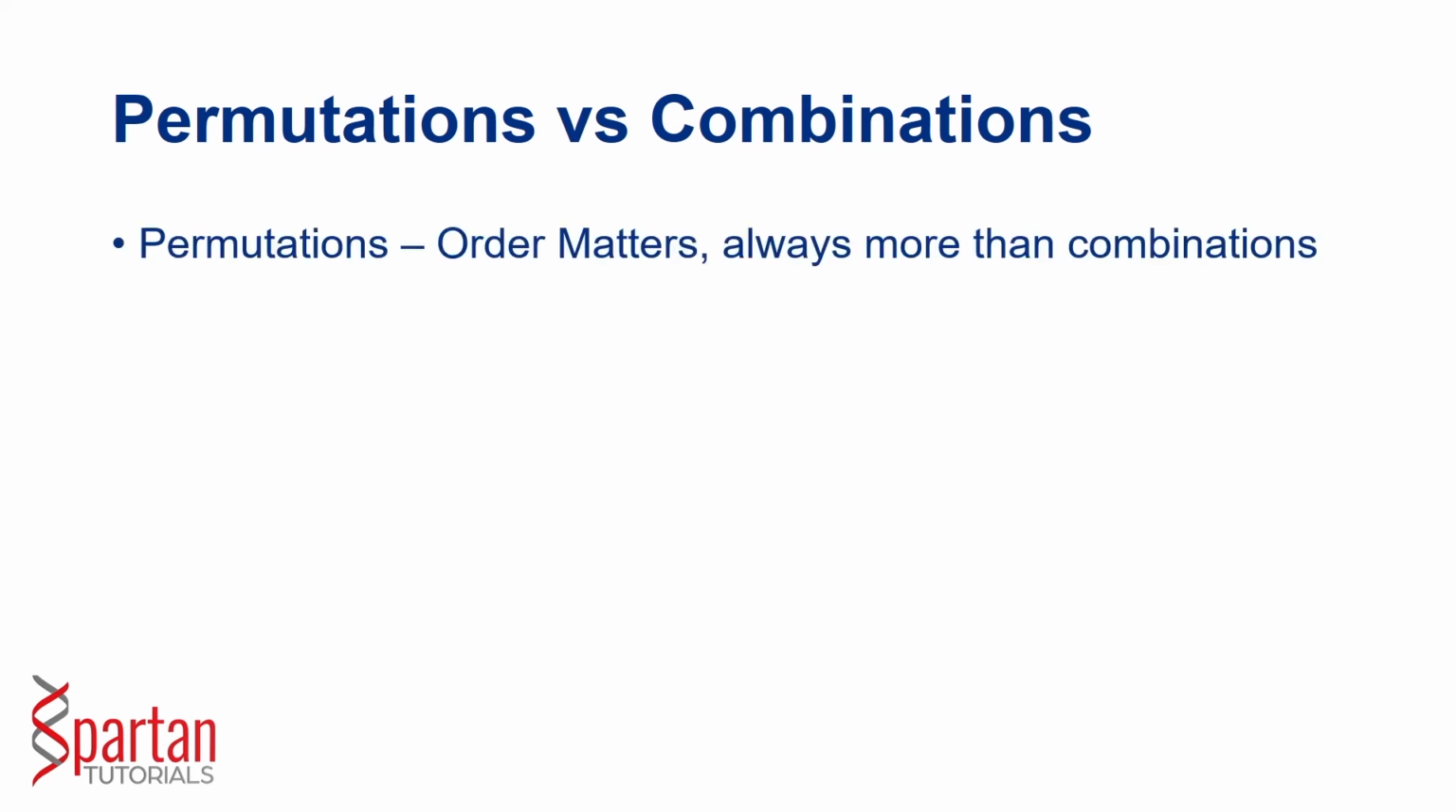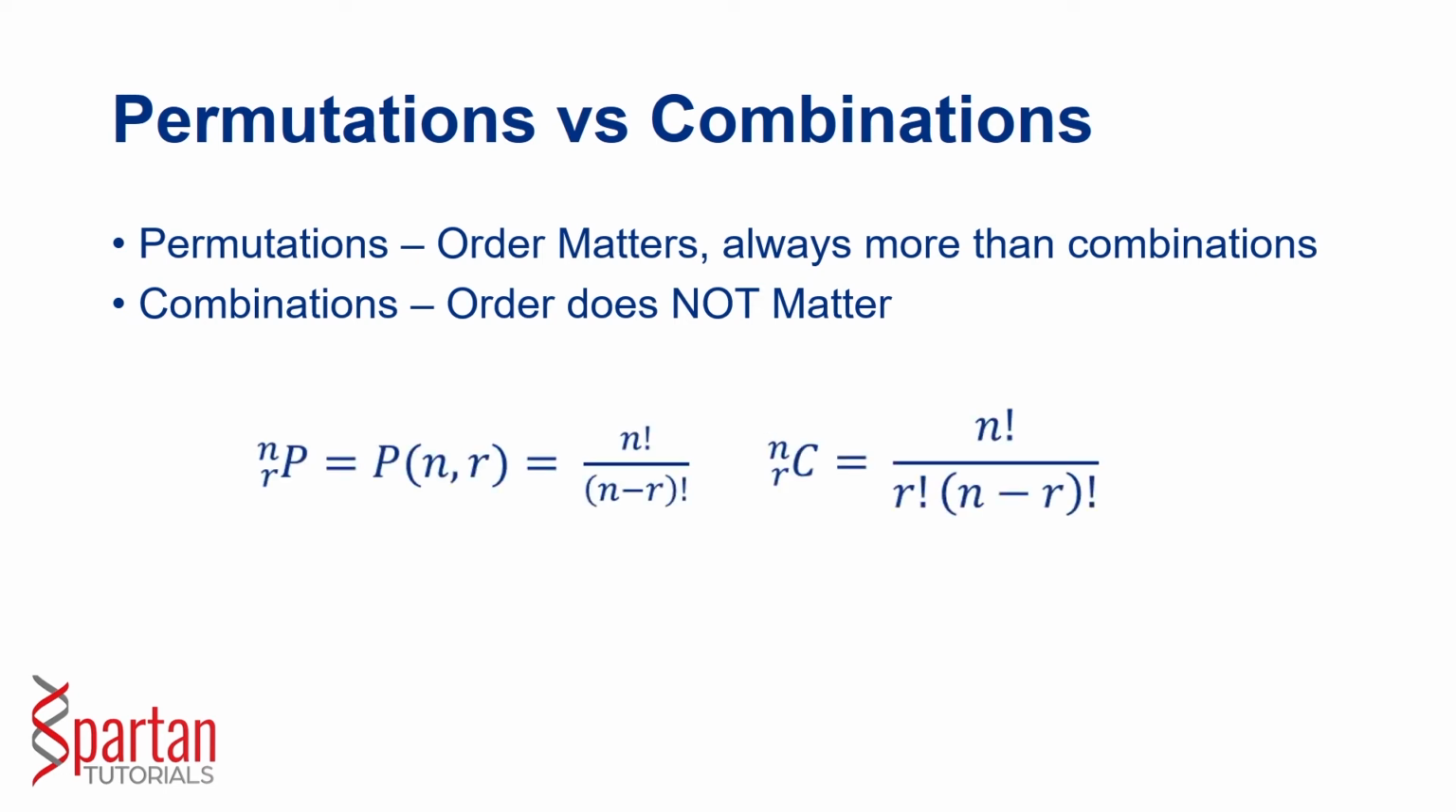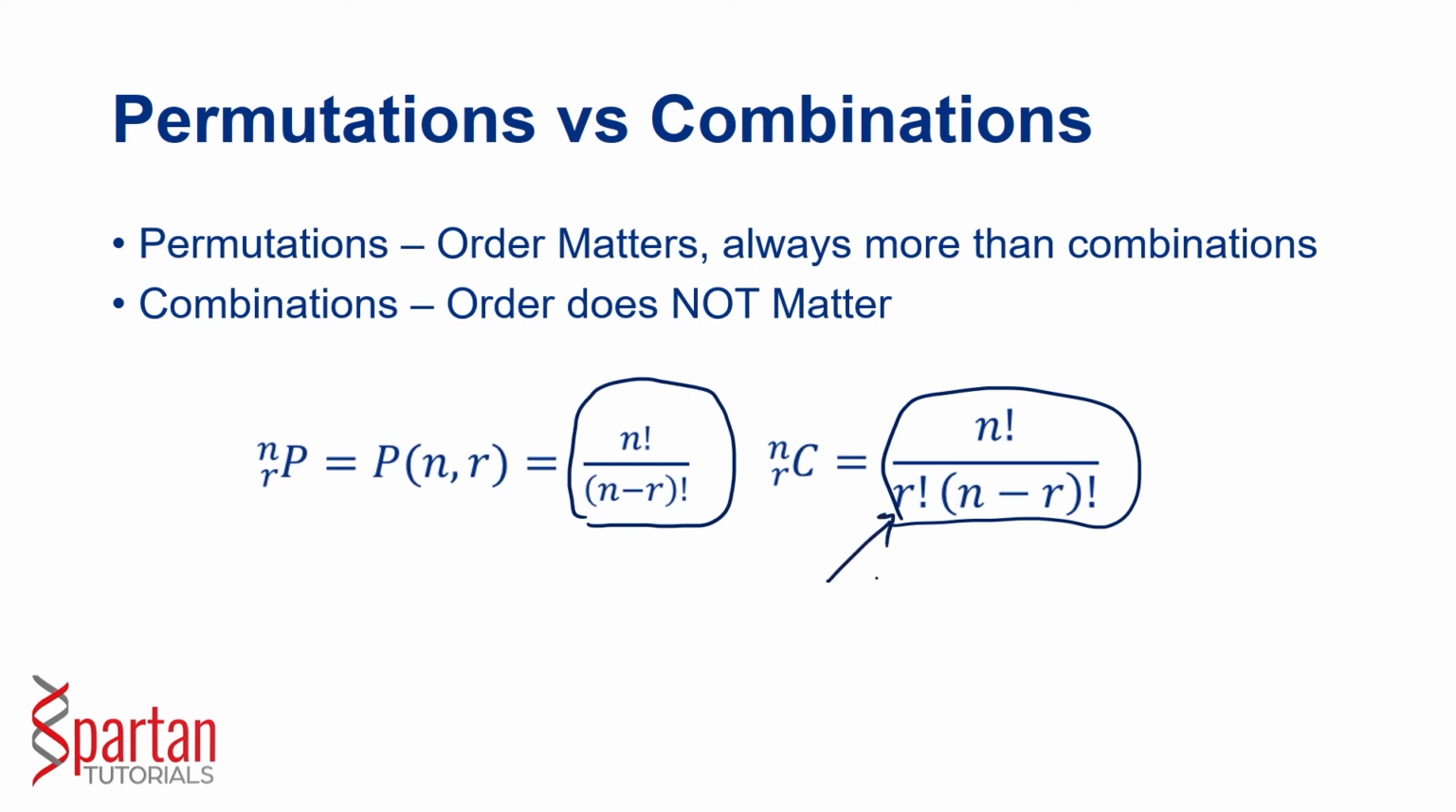So how to know when you want to use permutations and when you want to use combinations? So in permutations, order matters. They are always more in number than combinations. But in combinations, order does not matter. And here are the 2 formulas side by side. Here is the formula for permutations, n factorial divided by (n minus r) factorial, and here is the formula for combinations, n factorial upon r factorial multiplied by (n minus r) factorial. See, this term in the denominator reduces the number of combinations.